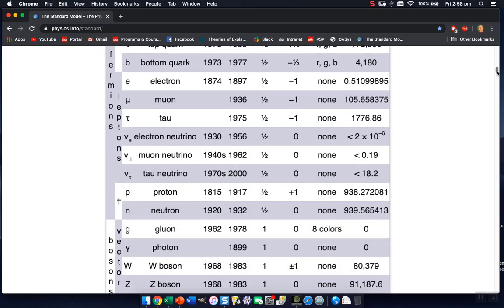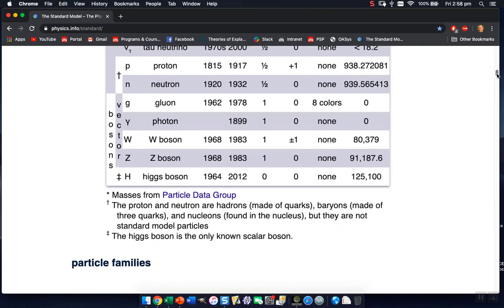Now, let's just keep on cruising for a minute, and then we get to the bosons. The Higgs boson was predicted back in 64 as well. I think all of the ones predicted in 64 were predicted by Gell-Mann. Peter Higgs was involved in predicting the Higgs mechanism as well.